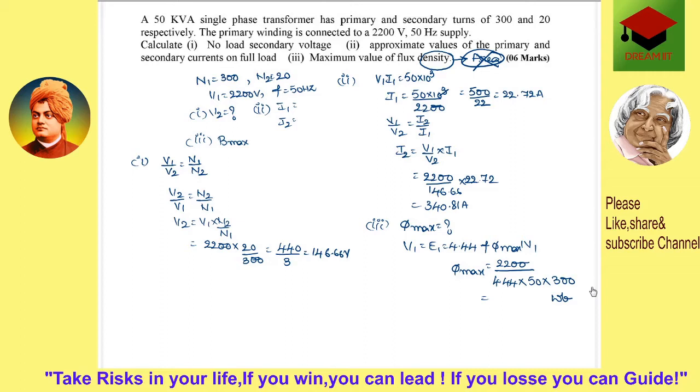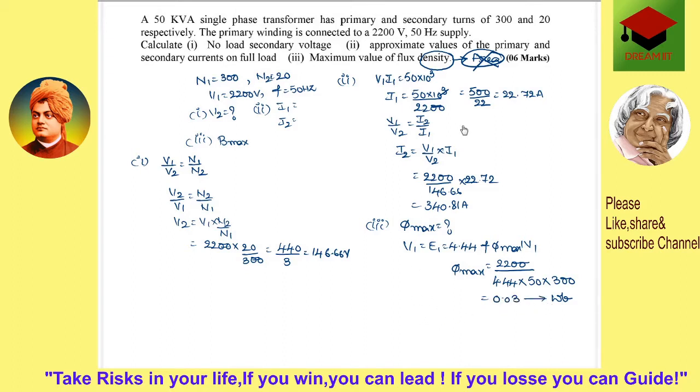4.44 into 50 into 300, that is 66,000. Okay, 2200 divided by that gives 0.03 Webers, that is the phi max.